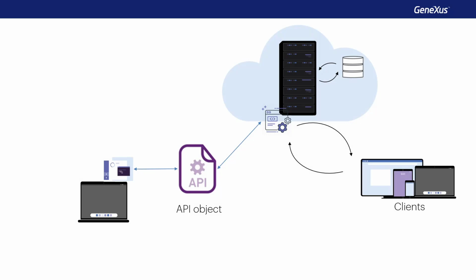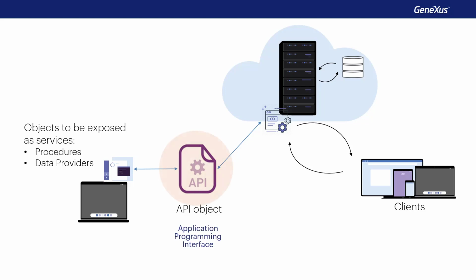We'll now see another way to publish objects as services using the API object. The API object, Application Programming Interface, is a GeneXus object that allows us to programmatically define and access interface to objects of our application, such as procedures or data providers. This means that an external application will be able to access these objects published as web services.